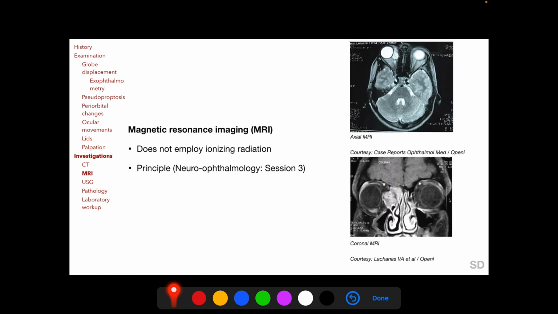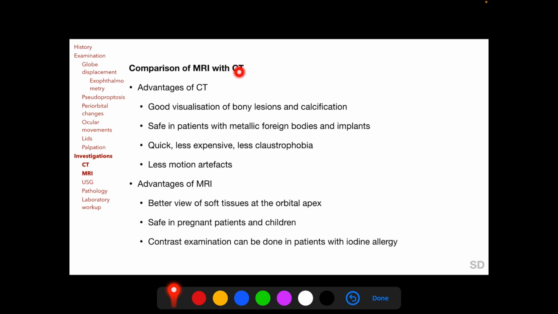The other important imaging modality is magnetic resonance imaging, and importantly, it does not employ ionizing radiation. The principle of MRI has been described in the section on neuroophthalmology. Now, if we compare CT scan with MRI, advantages of CT include good visualization of bony lesions and calcification, which are poorly imaged by MRI. And CT scan is safe in patients with metallic foreign bodies and implants, which are contraindications for magnetic resonance imaging.